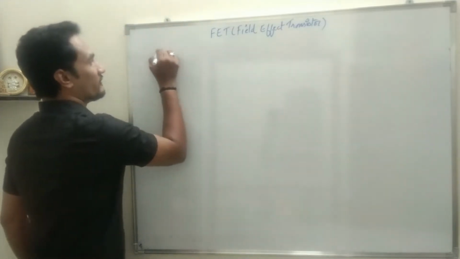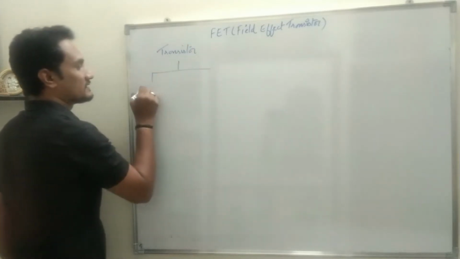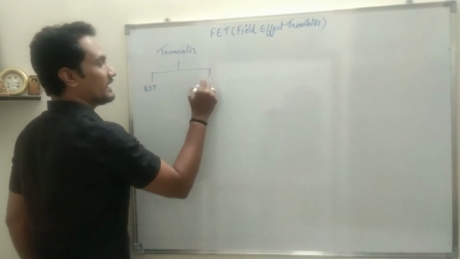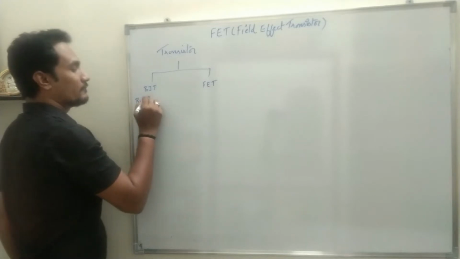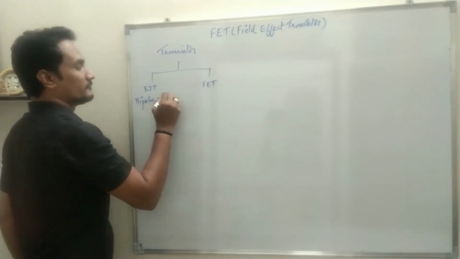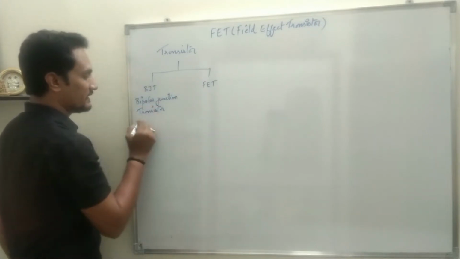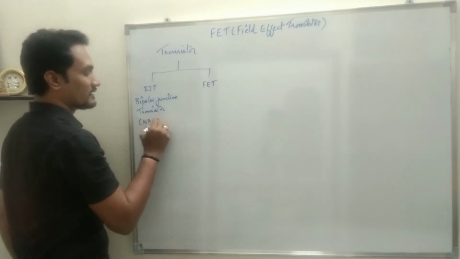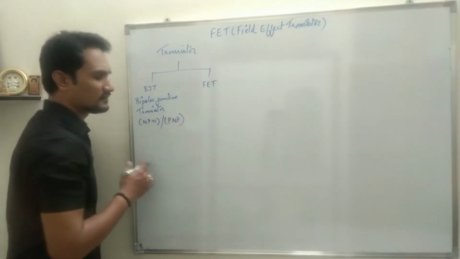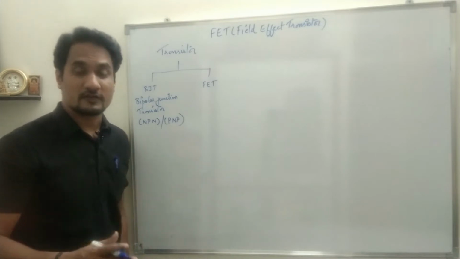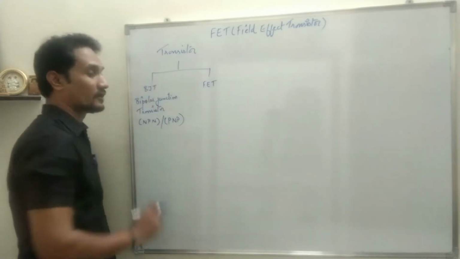So first we try to understand the two transistors, BJT and FET. BJT stands for bipolar junction transistor, and under this heading we try to understand NPN transistor and PNP transistor. All the electrical parameters, all the configurations, types, input and output characteristics, detailed study we have done for BJT.